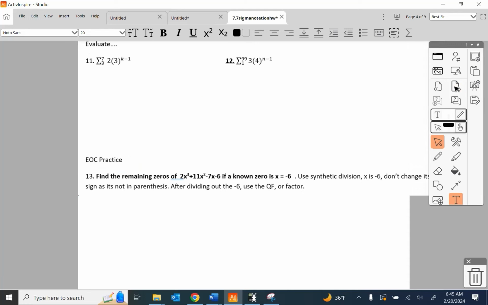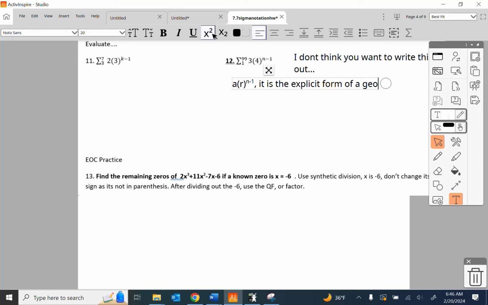We have another evaluation here. And I don't think you want to write this out. I don't think you do. All right, so this little guy right here is a times r to the n minus 1. Happens to be tomorrow's lesson. It is the explicit form of a geometric sequence.